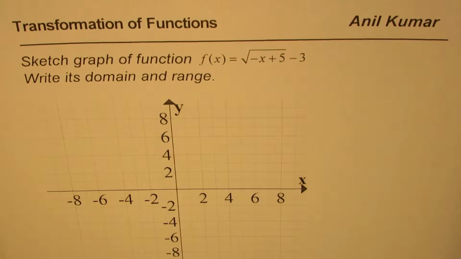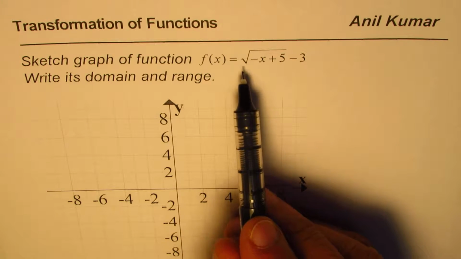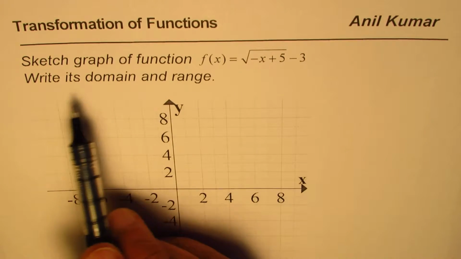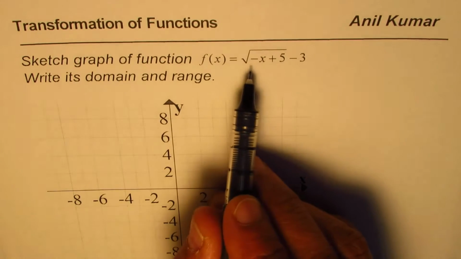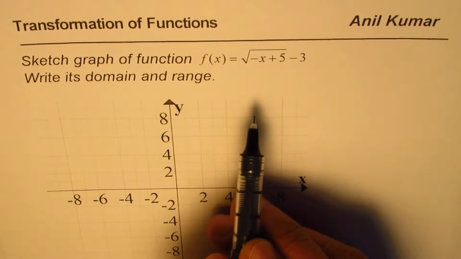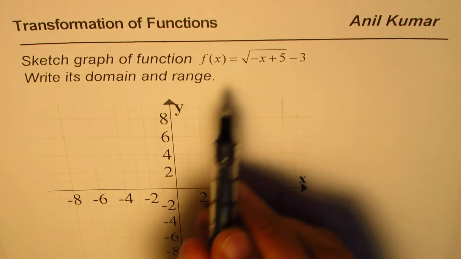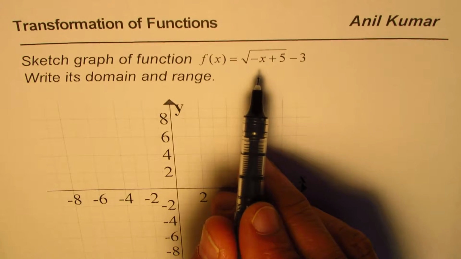The question here is: sketch the graph of the function f of x equals square root of minus x plus 5, minus 3. Write its domain and range. So let's have a good look at this function. It is basically a square root function. So the parent function for us is the square root function. To sketch the graph, we could adopt transformations, right?